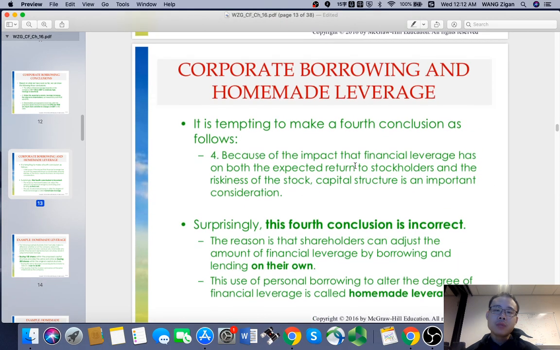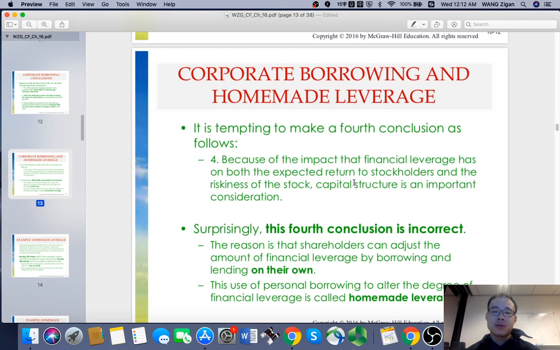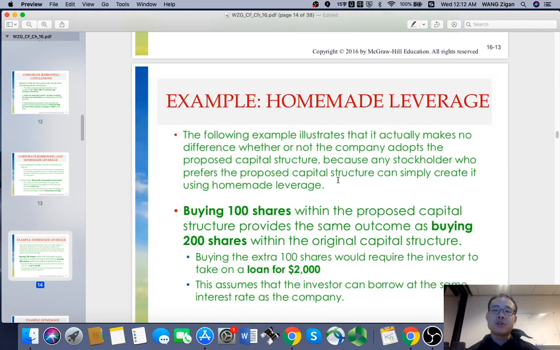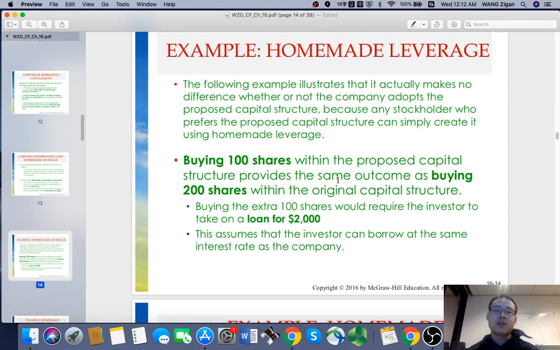Under this theory, this is a good framework to let us understand why capital structure matters, because we know that under some assumptions, capital structure doesn't matter. It doesn't matter because you can always use homemade leverage.